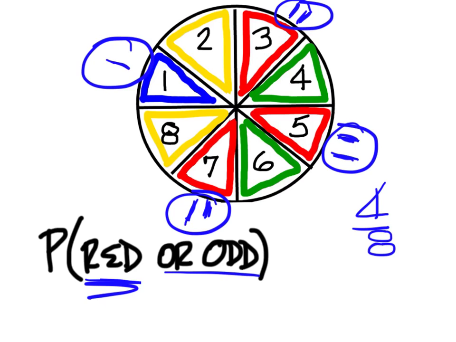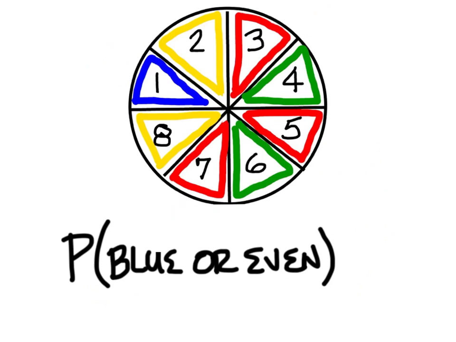On this problem, here's the blue. We have blue, and then we have to mark off the even. So 1, 2, 3, and 4. You end up with a total of 5. 5 out of 8.